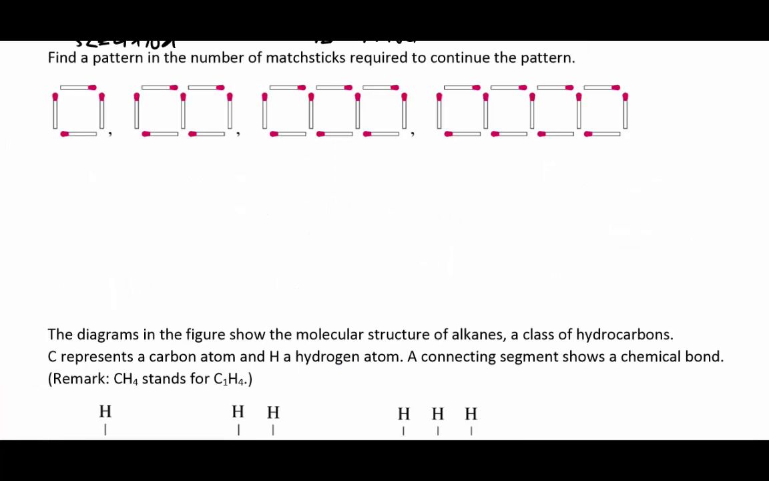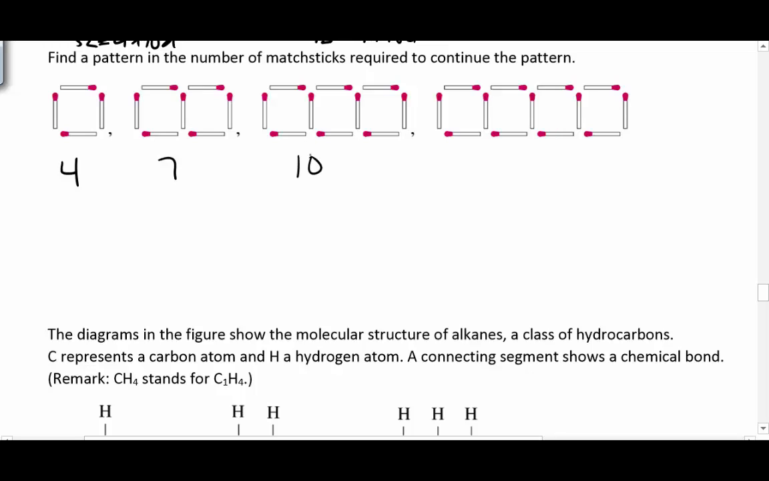Okay, so it's a nice visual pattern you might introduce in lower grades and kind of make your students think. Find the pattern and the number of matchsticks required to continue this pattern. Well, in the first box, we have 4 of them. In the second box, we have the original 4 plus 3 more, so we have 7. In the third one, we have the original 4 plus 3 more plus 3 more, so that's 10.